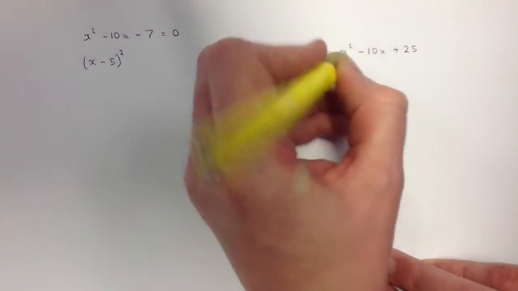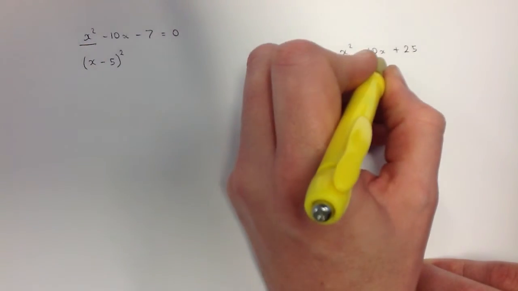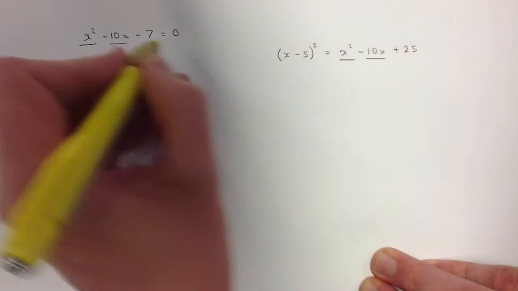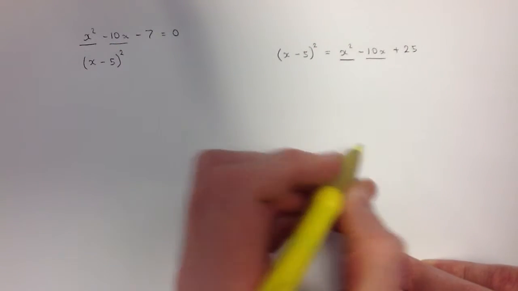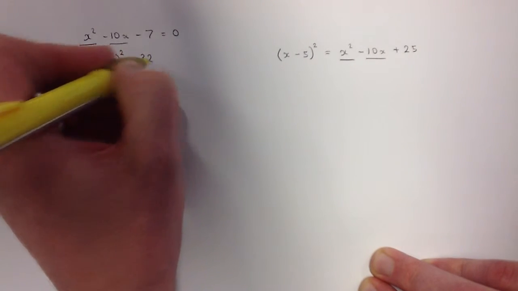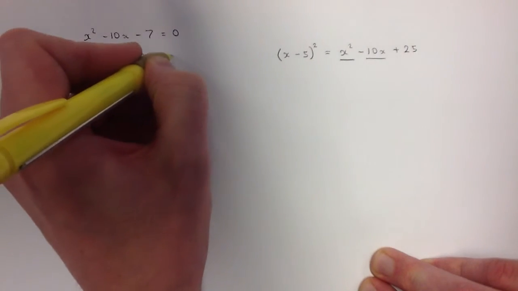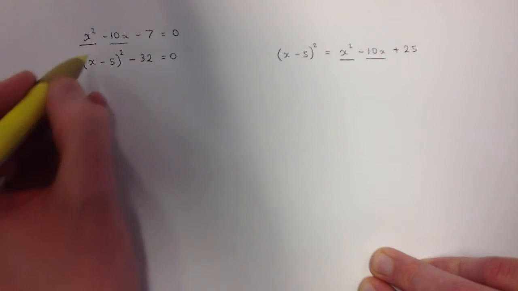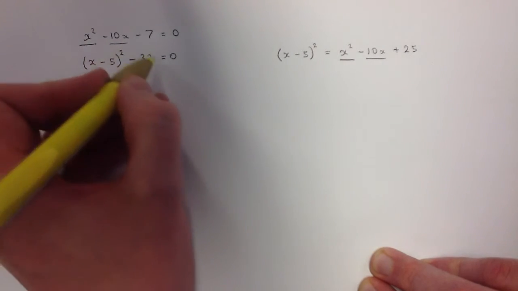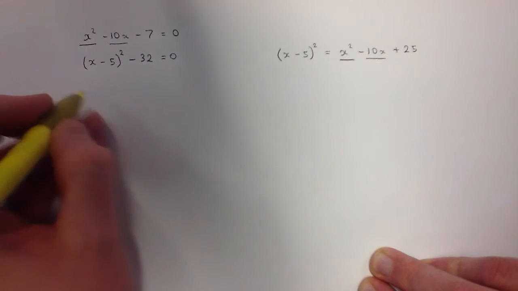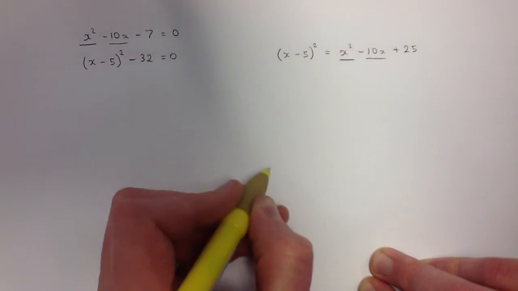You can see it's got the same x squared term, it's got the same x term, but it doesn't share the same number at the end. In fact, this one here is plus 25, and this is negative 7. So what we need to do now is take away the difference from those two, which is 32, equal to 0. So in doing this, we've put part of this into a bracket, but we've had to make this adjustment to make it equal to the original quadratic. Now we can bring this 32 out onto the right hand side.